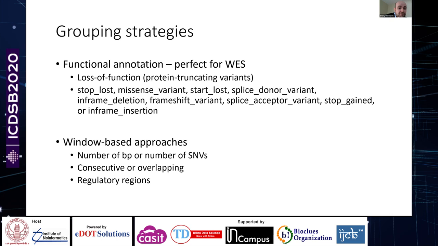For whole genome sequencing, people mostly use a window-based approach, so either sliding windows based on a fixed length or a fixed number of variants. Those sliding windows can be consecutive, they can also be overlapping. And you can also base them on promoter or enhancer regions.